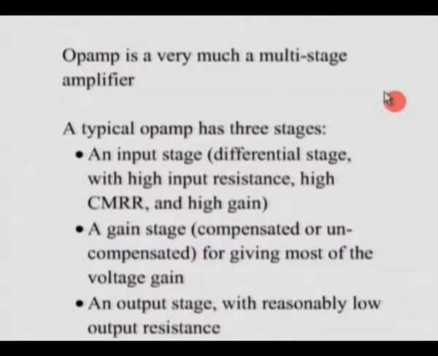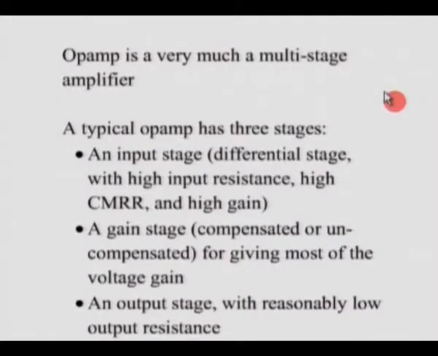All of them would have an input stage, which is a differential stage with high input resistance, high CMRR and high gain. That way the input stage can be designed to ensure that you have high input resistance, and the op amp being a high gain differential amplifier, the input is a differential stage. This may not be the case for some other amplifiers. In a 741 op amp the input stage also has a gain of the order of about 1000, slightly less than 1000.